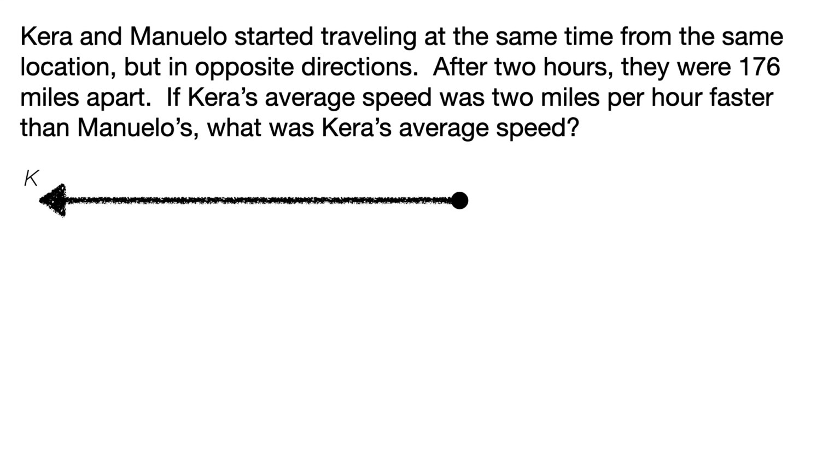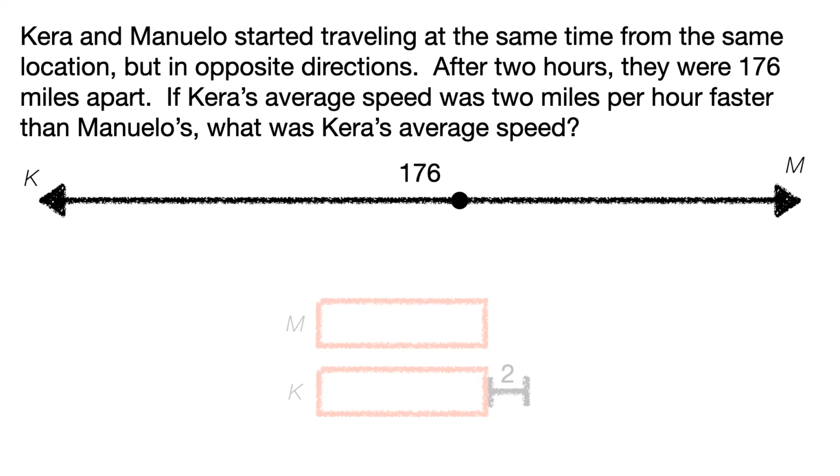We can draw a representation of Kira and Manuelo traveling in opposite directions. And notice that because Kira is traveling a bit faster, we show her distance from the spot being just a bit longer. The total distance can be labeled 176. To represent Manuelo's and Kira's speed, we can use a bar and a bar with 2 attached, respectively.